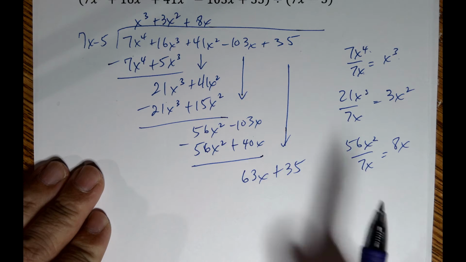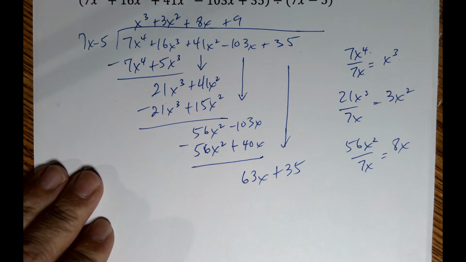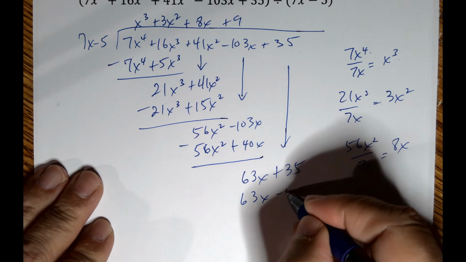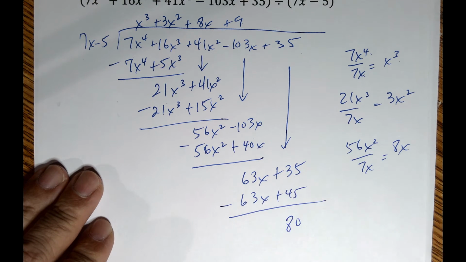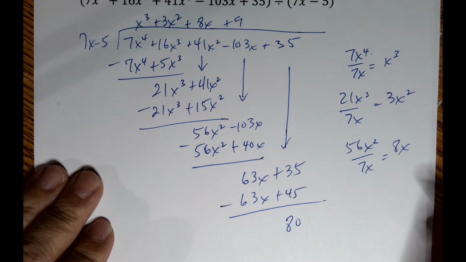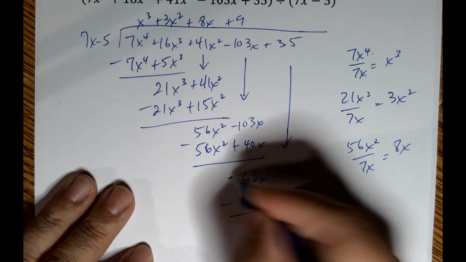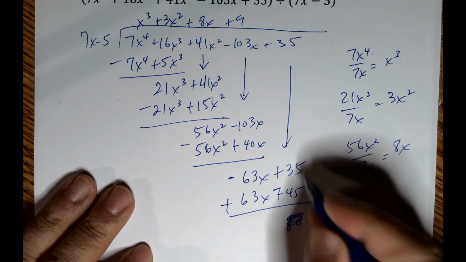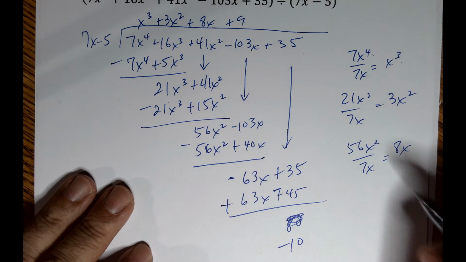7x times what is 63x? 9, right? 63 divided by 7 is 9. The x is canceled. 9 times 7, 63x. 9 times 5 is 45. Change sign, so that's going to be 80. Okay. Oh, I made a mistake. Do you see the mistake I made? This should have been negative. So that makes this positive. That makes this negative, making this negative 10. Ooh, that was bad. Okay, so there was a mistake in there.